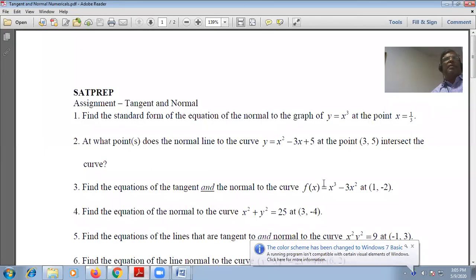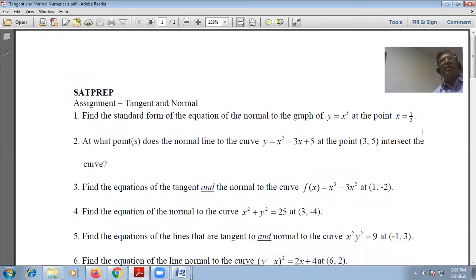Now I am sharing here a worksheet, a printed worksheet, that is a set of numericals, and you can see here: find the standard form of the equation of normal to the graph at the given point.